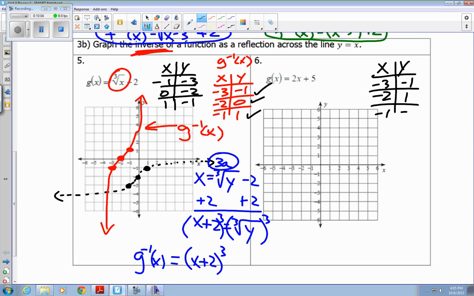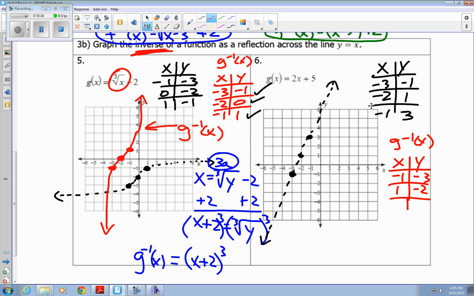Plot those points, -3, -1, -2, 1, and -1, 3. Alright. Not the inverse, so let's put it as a dashed line. Inverse of this, switch x and y. So the inverse, I'll just show that with the inverse of g of x. Switch x and y. Get -1, -3, 1, -2, and 3, -1. Plot those points, -1, -3, 1, -2, 3, -1.